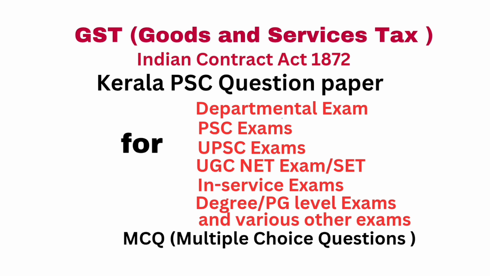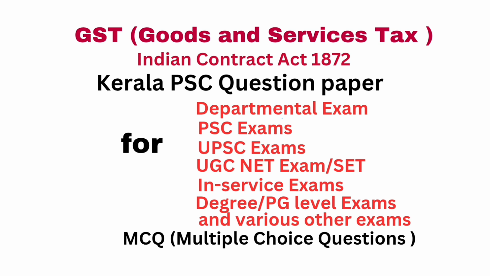Question number 11. What is meant by appointed day in CGST Act 2017? Answer, the date on which the provisions of the Act come into force. Question number 12. Turnover in state excludes which of the following? Option A, central tax. Option B, sales tax. Option C, both 1 and 2. Option D, none of the above. Correct answer, option C, both 1 and 2.